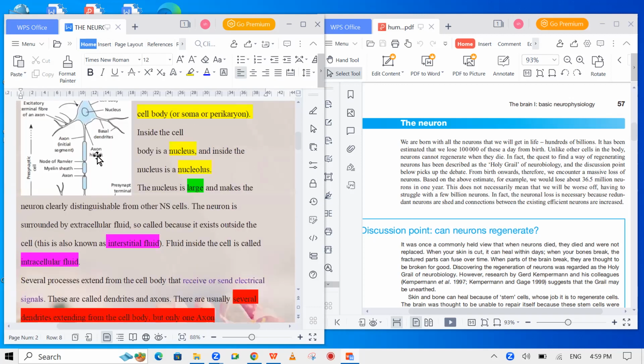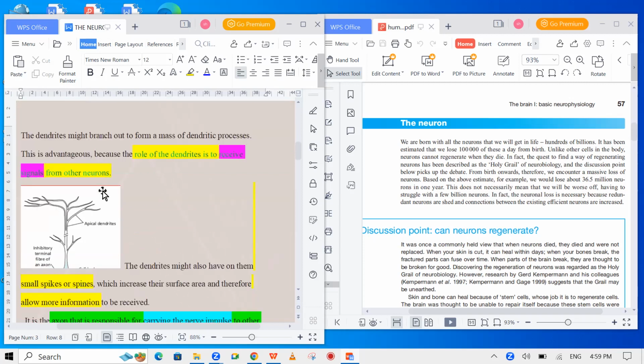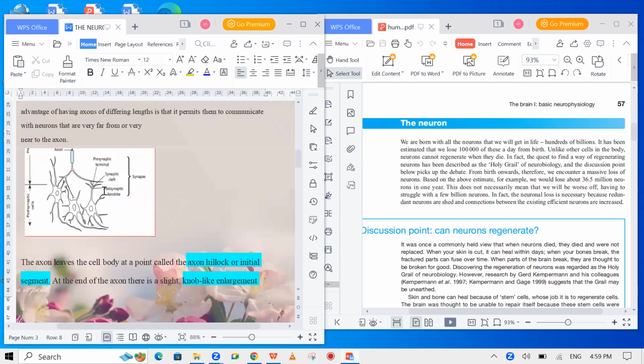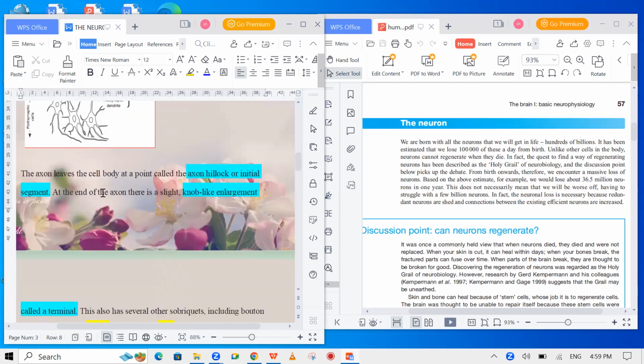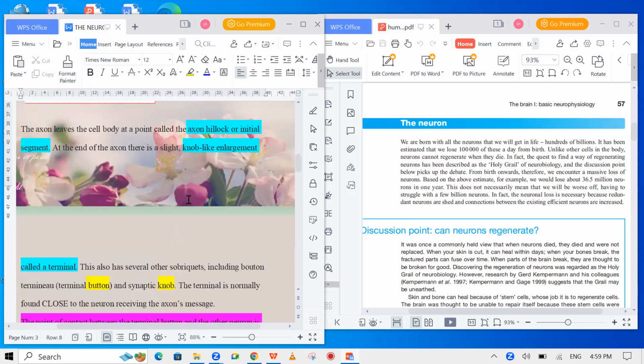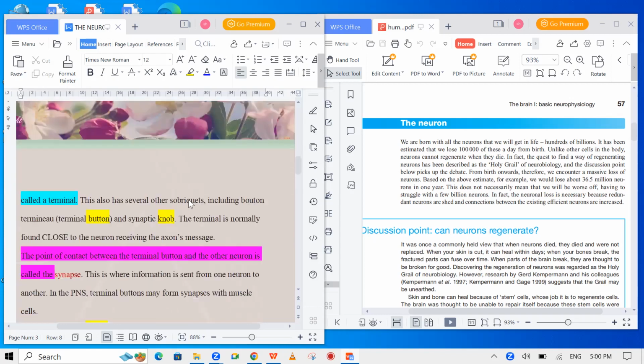So this is the axon hillock. This point is the axon hillock. So on the hillock, the axon will leave the cell body, and at the end of the axon there is a knob-like enlargement called terminal. So there are several terminal buttons and the synaptic knobs. So you have to remember the word, the terminal buttons and the synaptic knob.